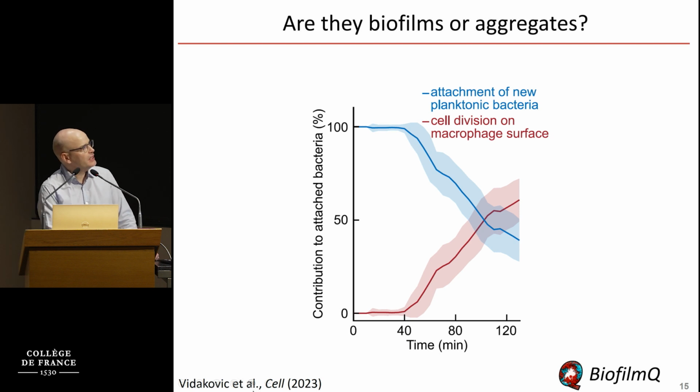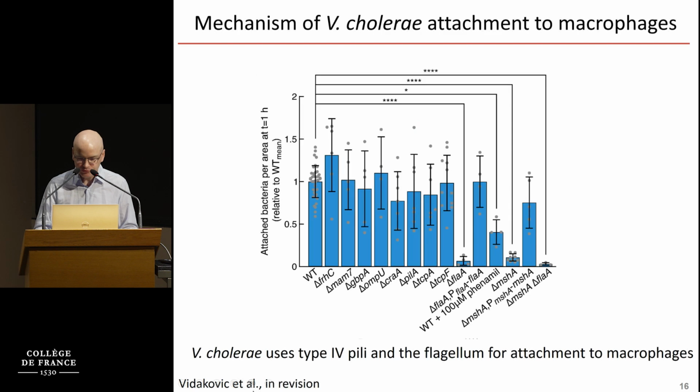You can see that initially there's a lot of attachment to the macrophages, but then the relative contribution to the attached bacteria by attachment goes down a lot, because the cells really grow in situ on the macrophage surface. So they attach initially and then they replicate on the macrophage surface. This is why we call this a biofilm, because this is a growth-based phenomenon, not just simply an aggregate.